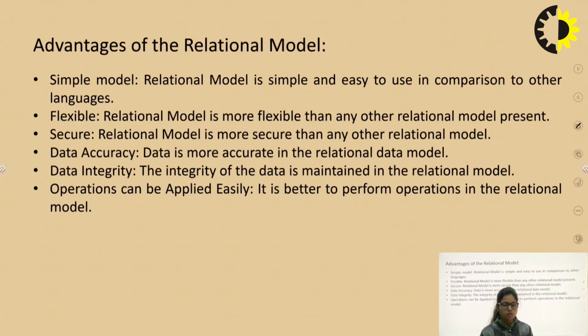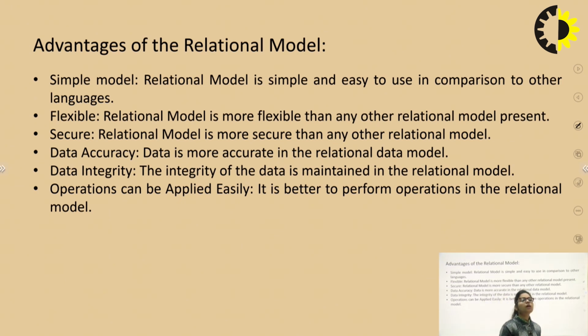Advantages of relational model. First of all, this is the simplest model. A relational model is simple and easy to use in comparison to other models. Next one is it is flexible. Overall, we have different types of models, but the relational model is the most flexible. Secure. It is definitely more secure than others. Data accuracy is more accurate in the relational data model.